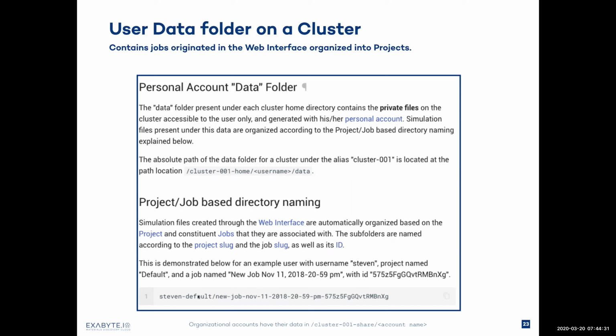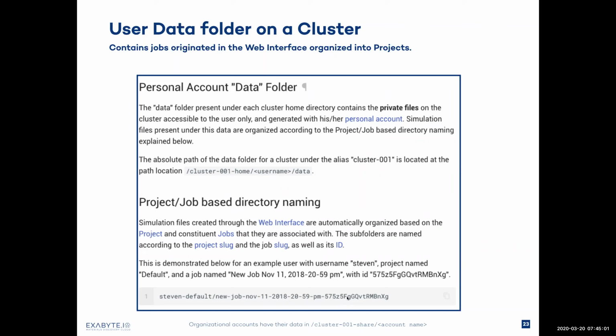Inside the web interface, the jobs are organized based on the project and based on the job ID and their names. So if I have an account for user Steven that has a default project, then the jobs for the default project will reside under the Steven-default directory. And if the job is named a new job November 11th, 2018, then all of this will be slugified, or presented in a computer-friendly format, and it will be present inside the folder where these job files are contained.